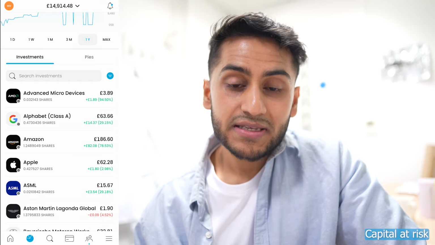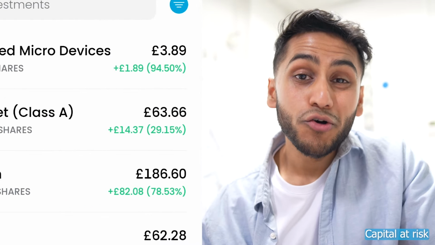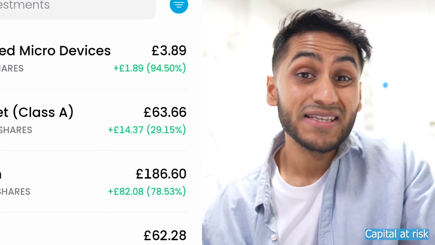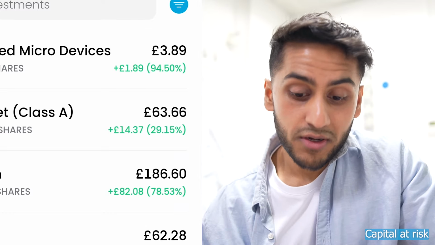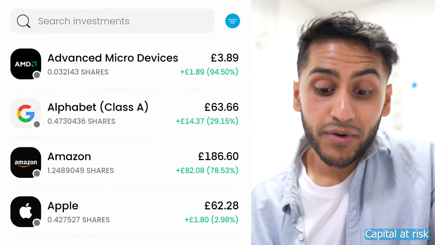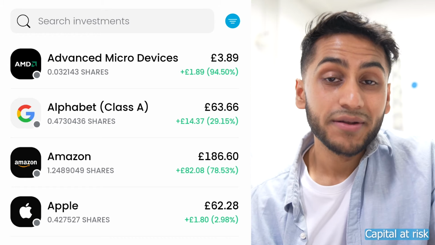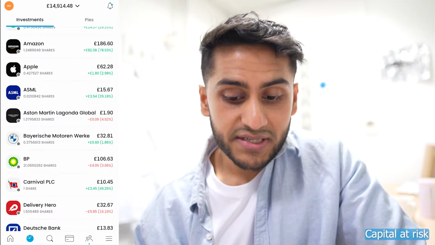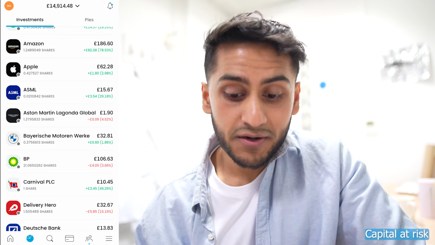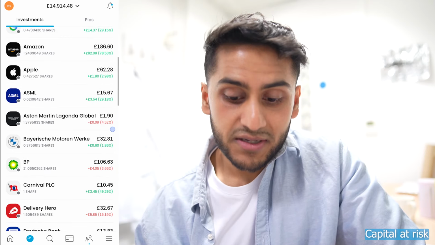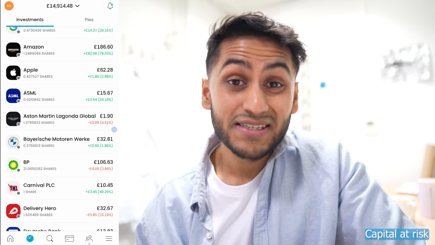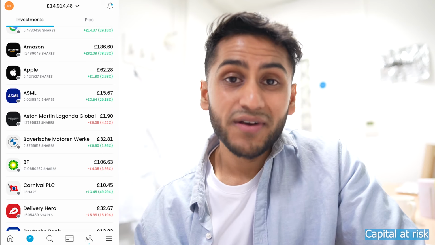It also says in green or red my total profit or loss, even though this is unrealized, of my current stock. So currently I am 94.5% up from when I started investing, and this is a gain of £1.89, for example. With Aston Martin, you can see that the black value is my current value, and I am down on Aston Martin by 4.52% since I've started investing, and that is a loss of 9 pence.